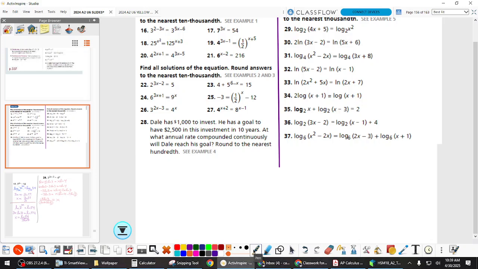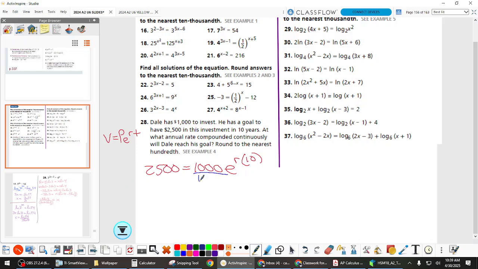This time we have to write our own equation. So he wants 2,500 starting with 1,000. So we're using the B equals P E to the RT. Okay, and this time we don't know R, but we do know T. So sometimes it's the other way around. But either way, you have to get rid of E, right? To get either R or T out of the exponent.